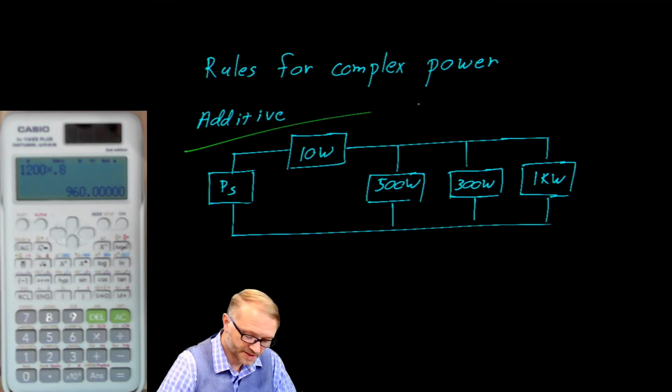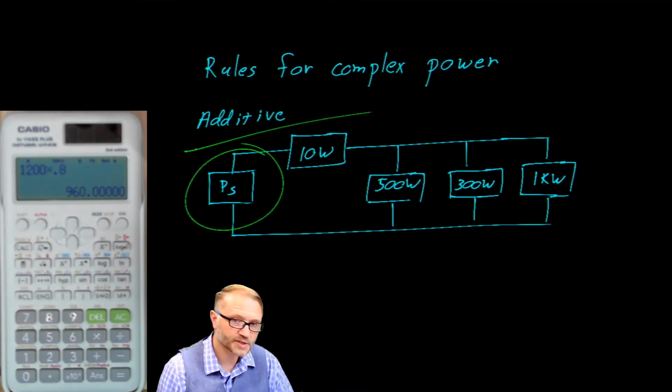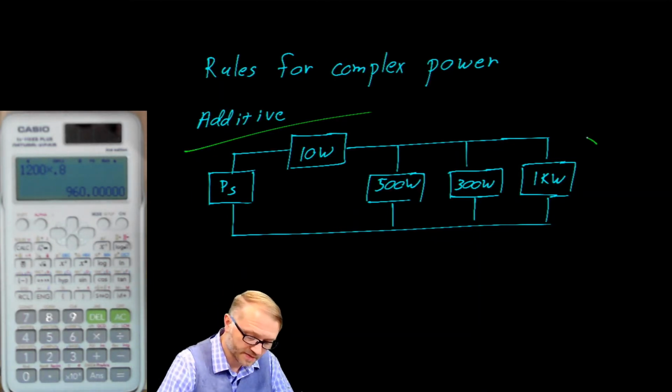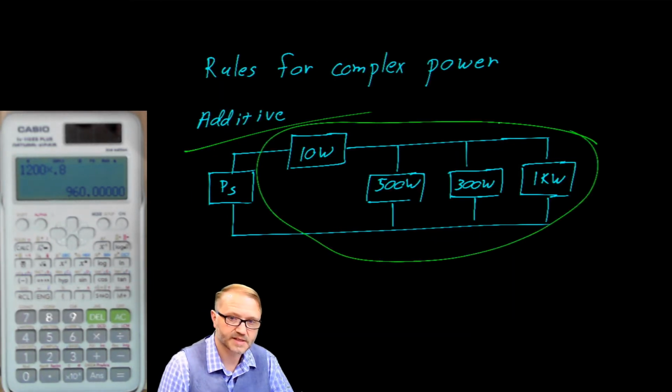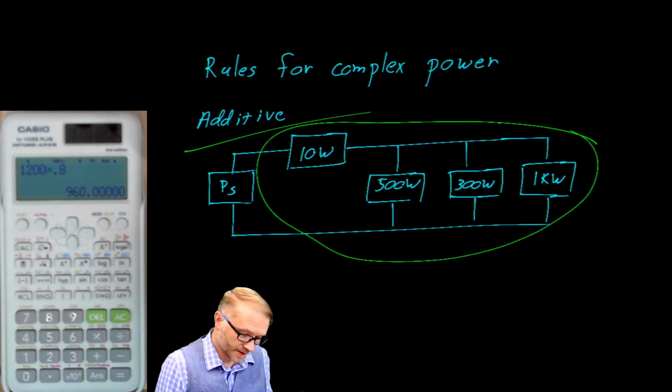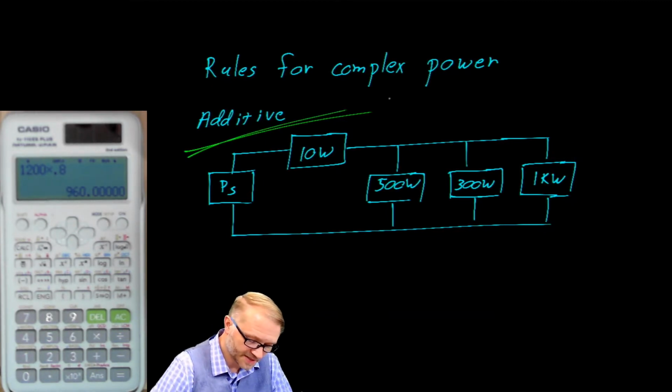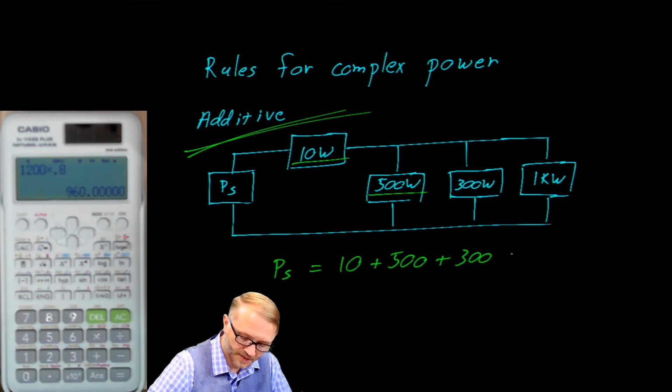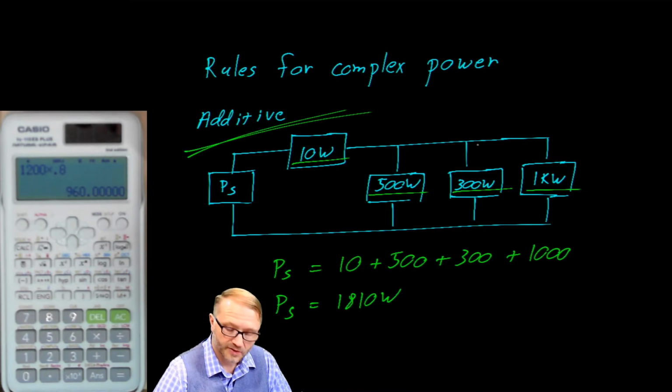Let's first consider this circuit. We have a power source on this side, and then we have a series parallel connected load. Since power is additive, the source power is equal to 10 plus 500, plus 300, plus 1,000. So our power at the source is equal to 1810 watts. I think you would agree with that statement.